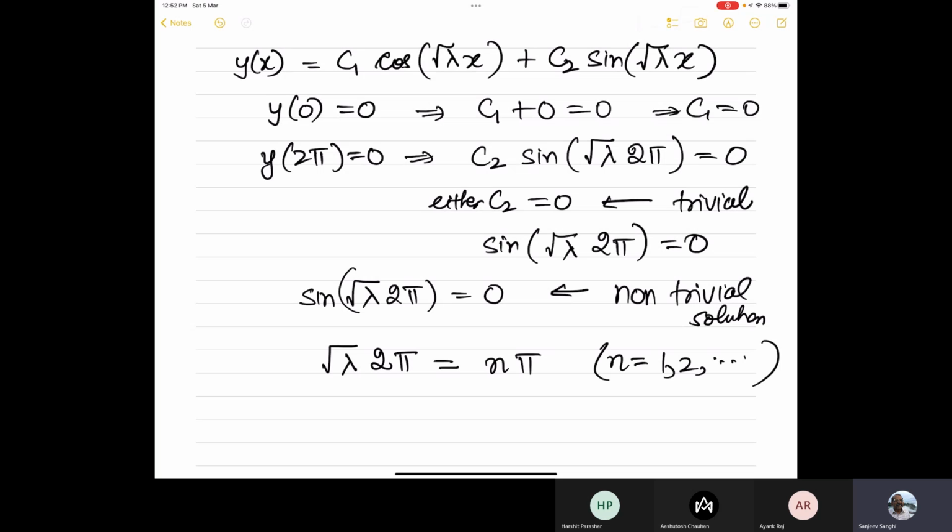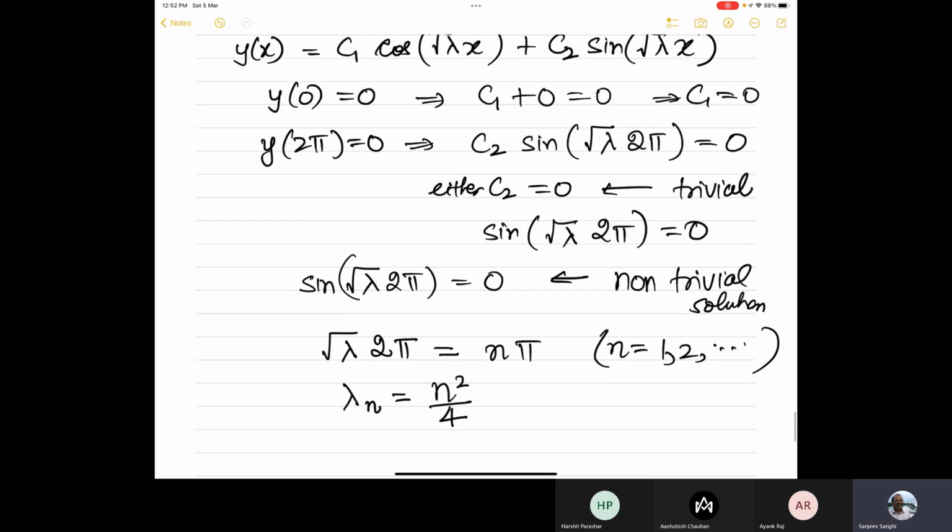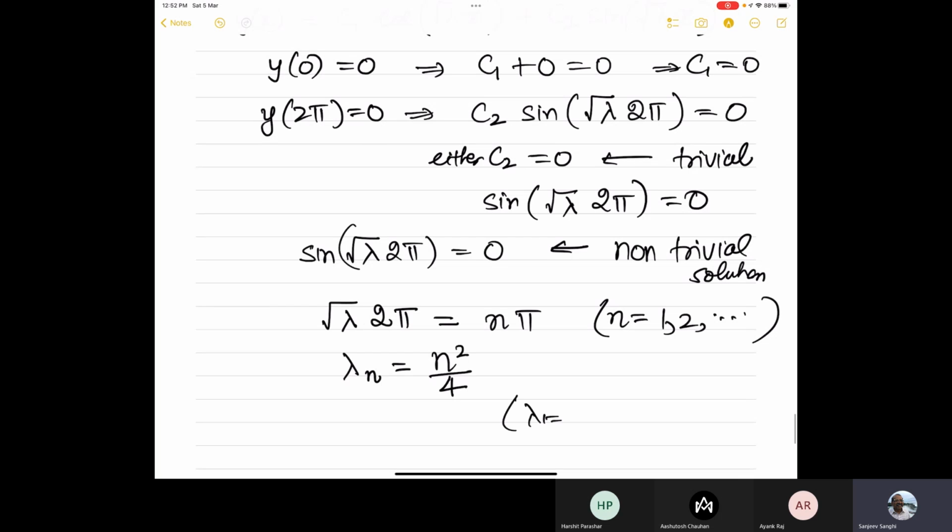And from here what we get is lambda sub n is equal to n square upon 4. That means lambda 1 is equal to 1 by 4, lambda 2 is equal to 1, and lambda 3 is 9 by 4, and so on. So we have these values.